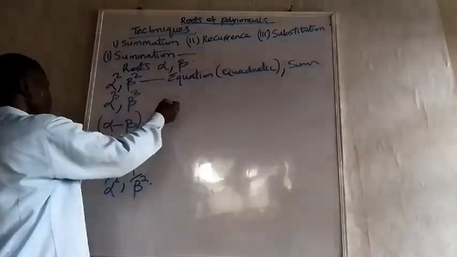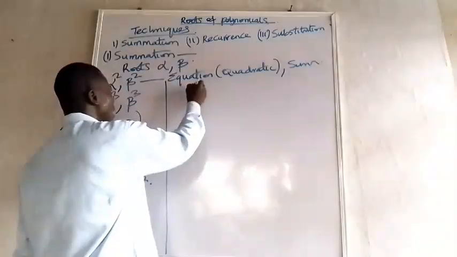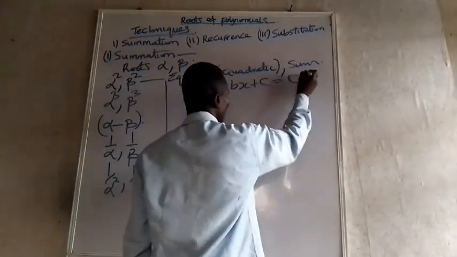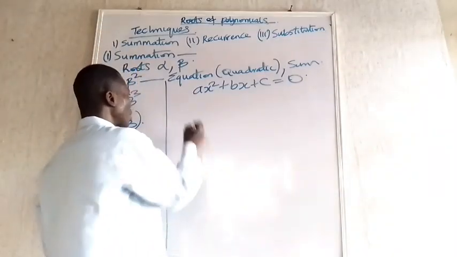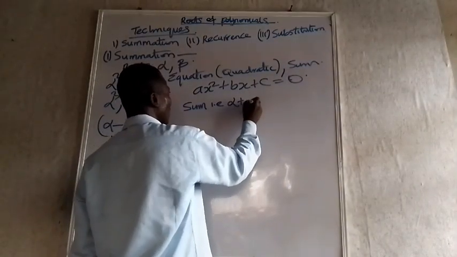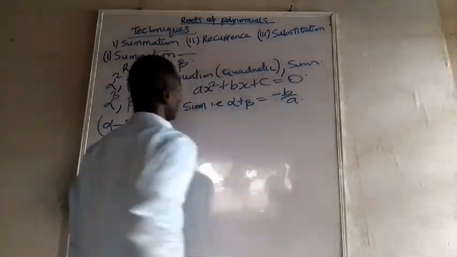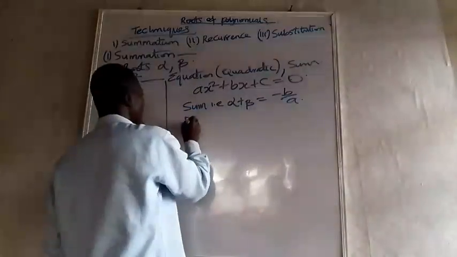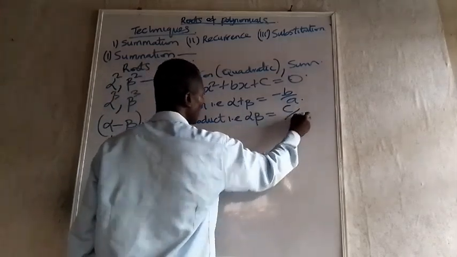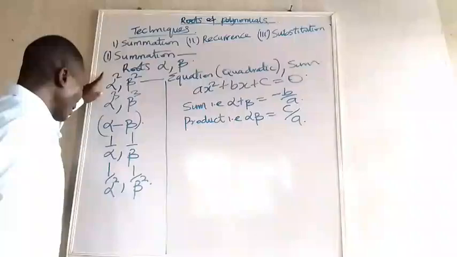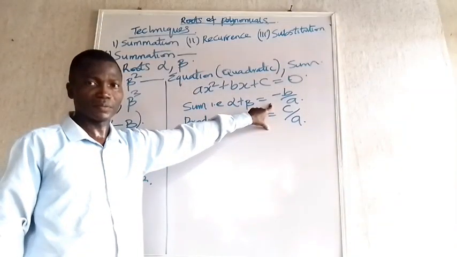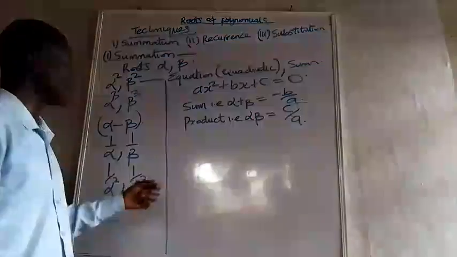Now, we know if we have the expression ax squared plus bx plus c equals 0, we know already that the sum, that is alpha plus beta, is equal to minus b over a. That one is done. The product, that is alpha beta, is equal to c over a. And from this, we look for an expression that we can bring this one out from. Now you can easily put this to use, and from there, we get these answers.